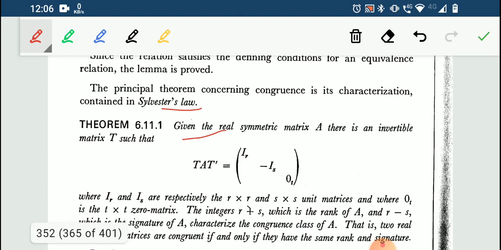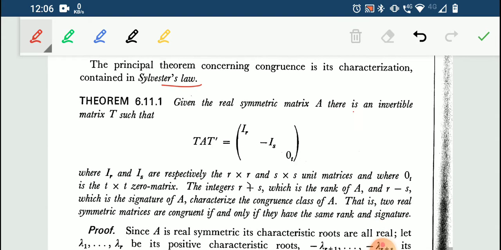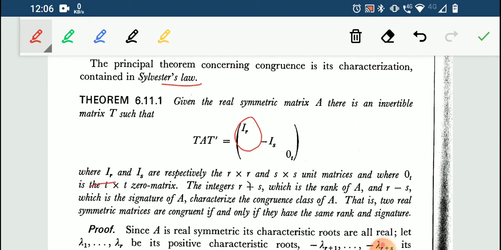Given a real symmetric matrix A, there is an invertible matrix T such that TAT' is equal to a block matrix which contains first I_r, then minus I_s, then 0_t, where I_r and I_s are respectively r cross r and s cross s unit matrices, and where 0_t is the t cross t zero matrix.